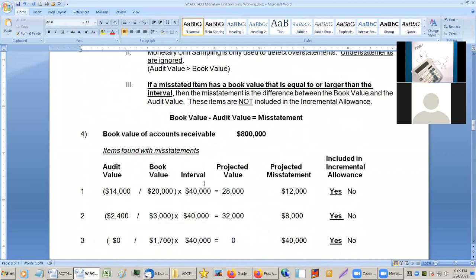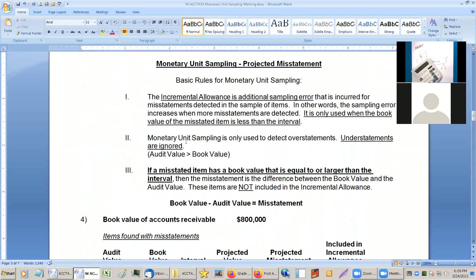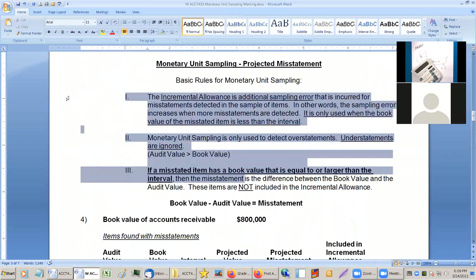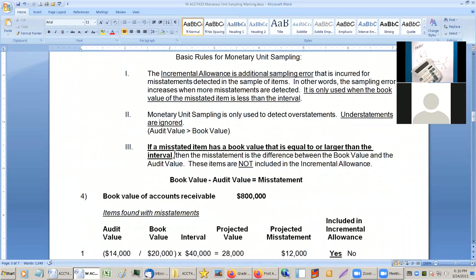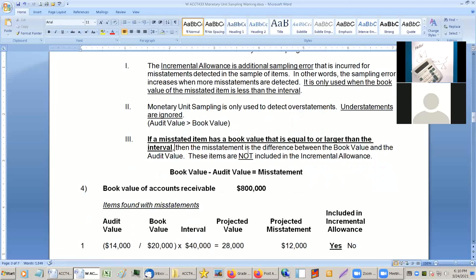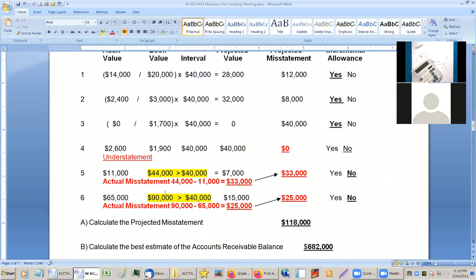So this is page four. We went over, and these are the rules. If I had to do this again, I think I must have lifted this out of a book or something. I'd probably move this one up to that one, underneath that one, because these two kind of go together. If the misstated item has a book value equal to or larger than the interval, then the misstatement is, what's the actual misstatement of the item? So here's the actual misstatement.